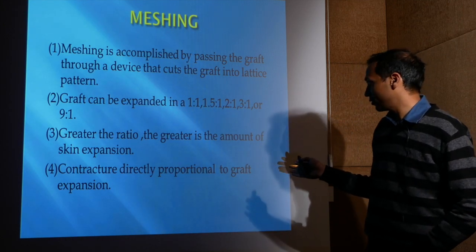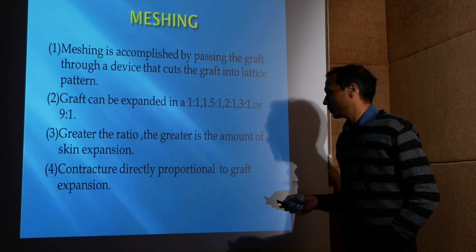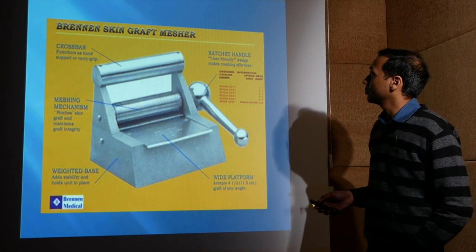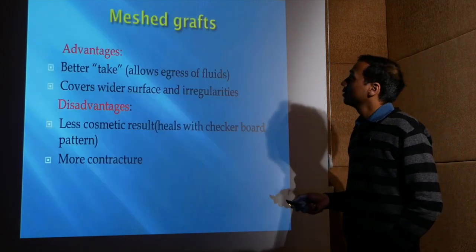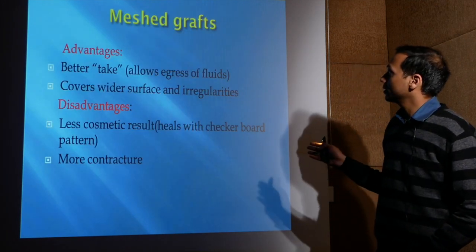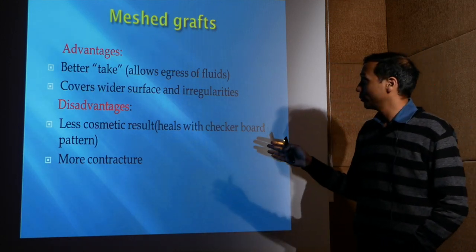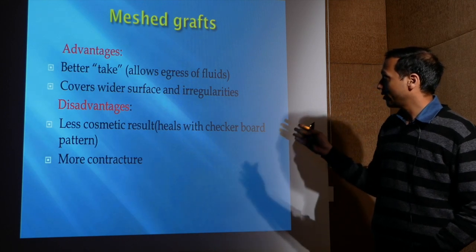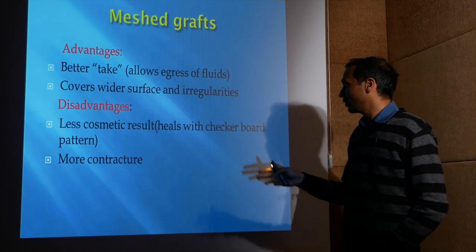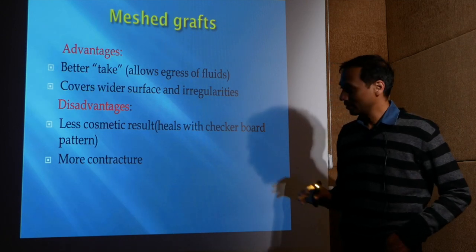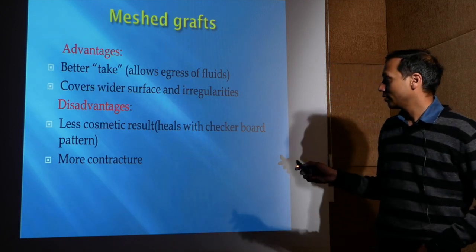The contracture is also directly proportional to the graft expansion. This is the Brennan skin grafting mesher. What is the advantage of meshing? It gives a better take and covers a wide surface, as I already told you. There are various disadvantages, like the cosmetic result is very poor in the meshed graft as compared to the unmeshed, and contracture.